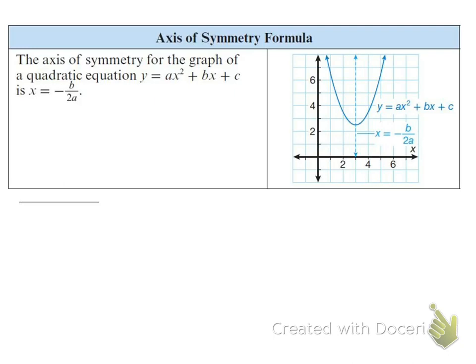What is that the formula for? The axis of symmetry. Now, it just so happens, though, that negative b over 2a is also going to be the x value of the vertex, right? Because the axis of symmetry passes through the vertex, x equals negative b over 2a is this.